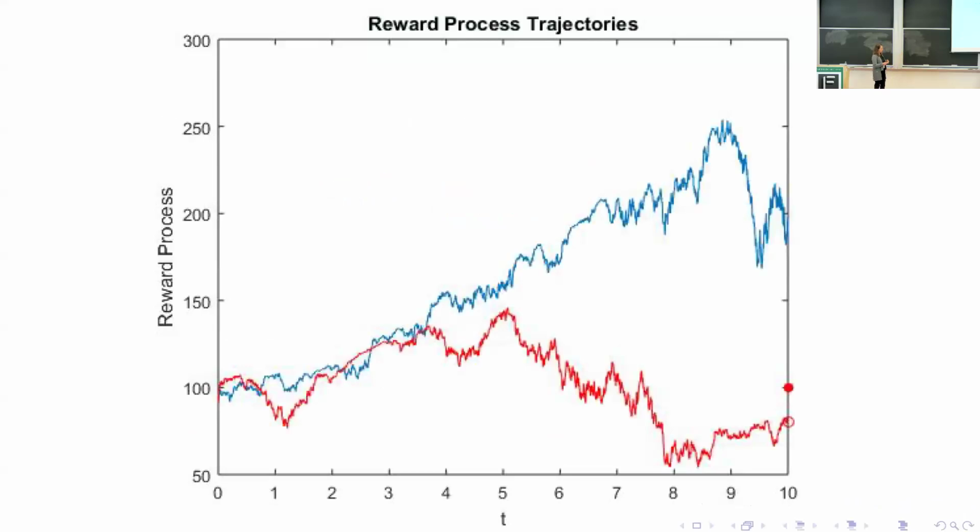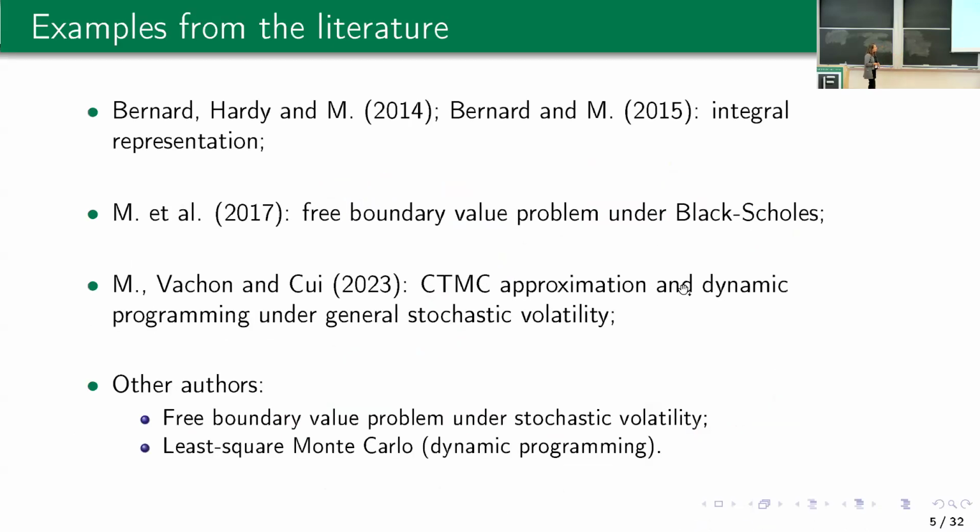This is just an illustration, and I think you got it from the previous talk also. If the value of the investment account is under the guaranteed amount, which here I assume to be just 100, then there will be a jump in the reward process exactly at maturity. In certain cases, if the market performs well, then there's no jump.